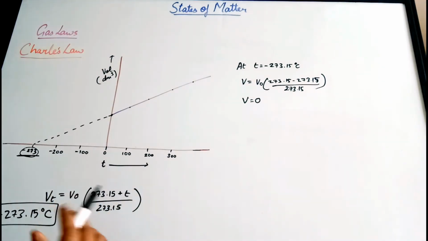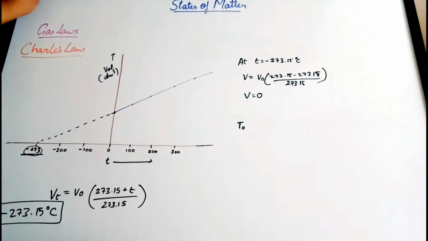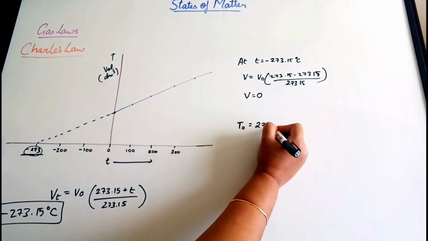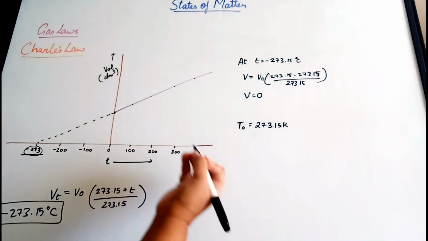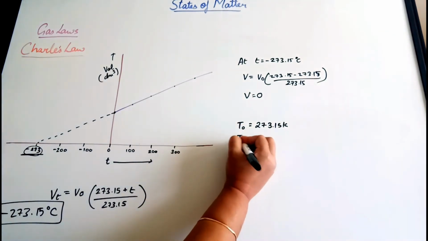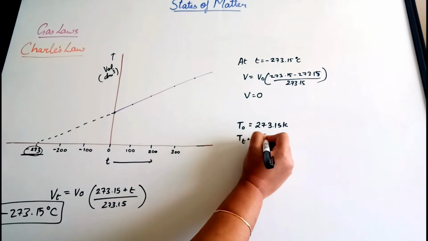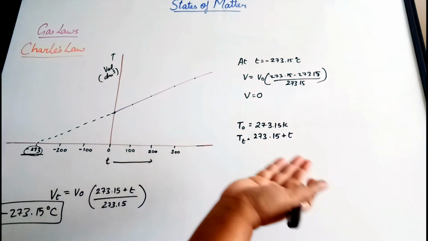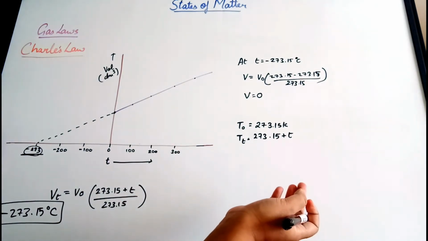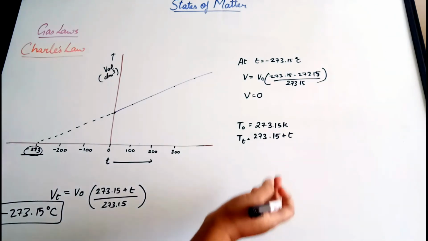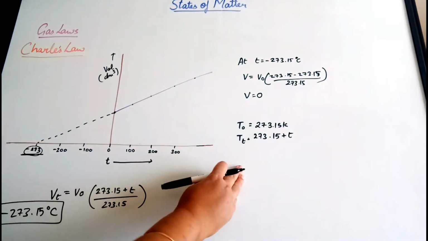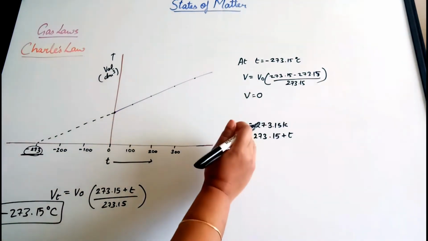Now let's assume that T0, the temperature at 0 degrees Celsius, is the absolute zero temperature, so 273.15 Kelvin. And Tt will be 273.15 plus the temperature, whichever value. So if it is 200 Kelvin, if it's 300 Kelvin, then it will be 273.15 plus the difference, right? So we are assuming that these are the two temperature values.